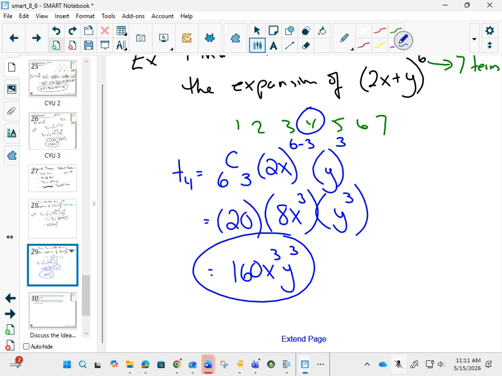It's always going to be 1 more than half of that. So if you take 6 and divide by 2, you get 3. It's going to be 1 more than that.